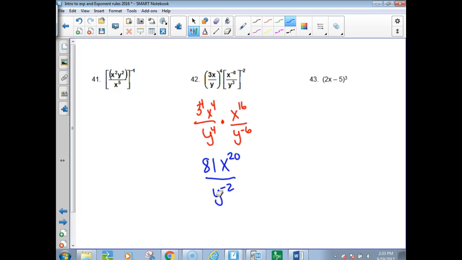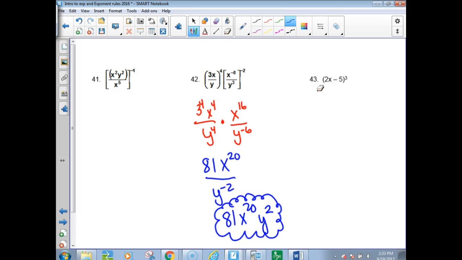But we're not allowed to leave that guy all in our basement lonely. He's feeling negative. We want to make him positive and happy, so we're going to bring him upstairs to join us. 81, x to the 20th, y to the 2nd. He's happy now. Don't leave your radicals in your basement either. Blow up your house.